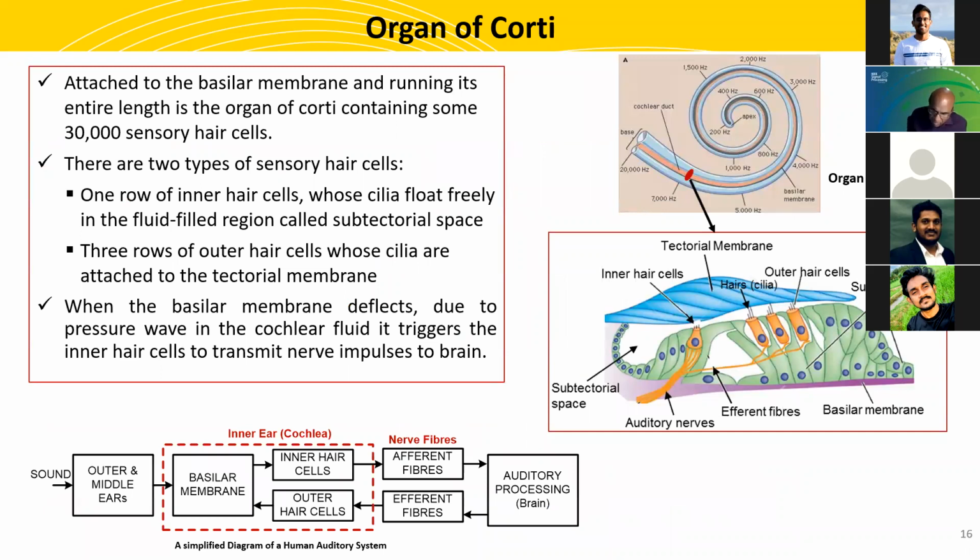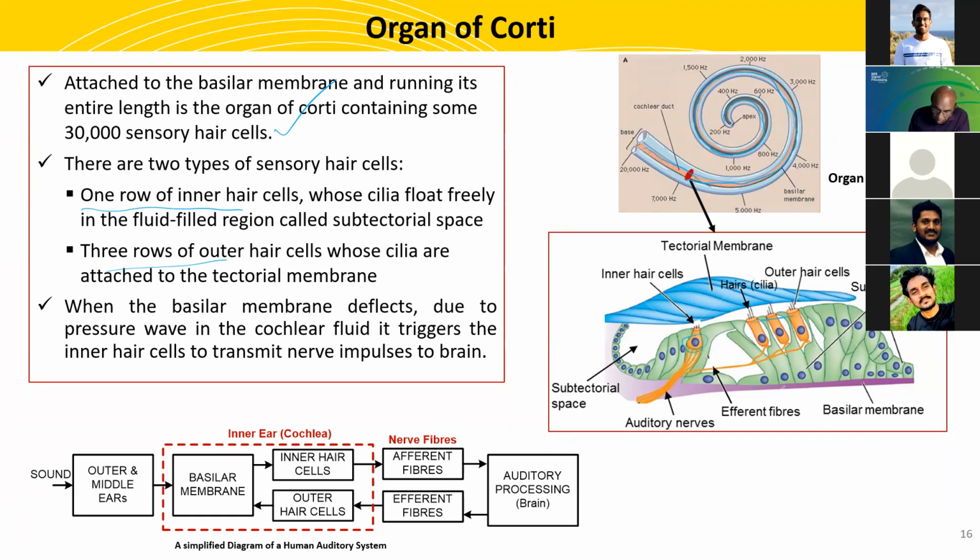So what happens is that along this membrane, there are 30,000 hair cells sitting there, picking up the movement of the membrane. That sort of information is being transferred. There's one row of inner hair cells, that is called the inner hair cells, and then 3 rows of outer hair cells.